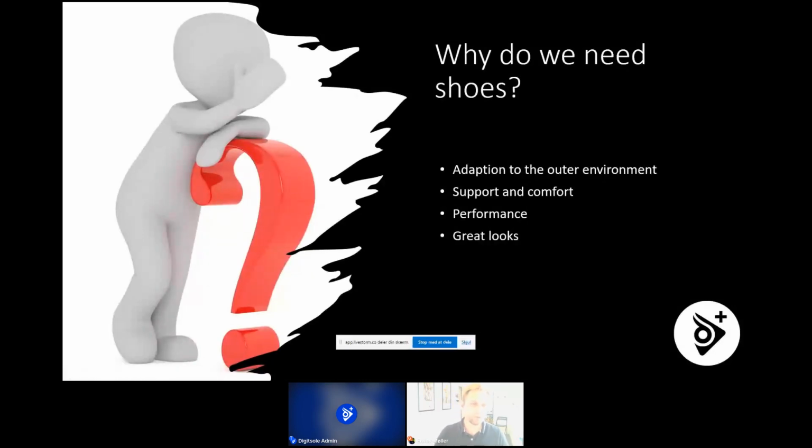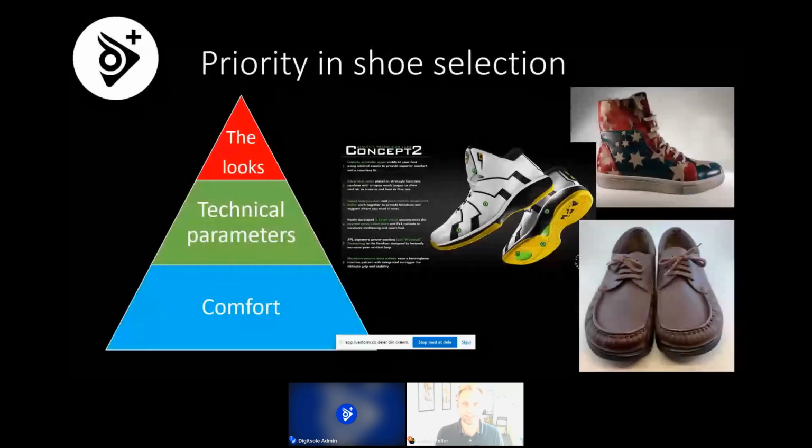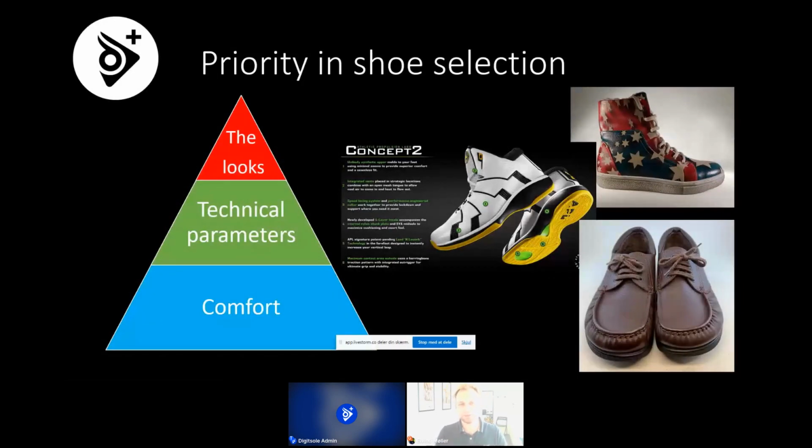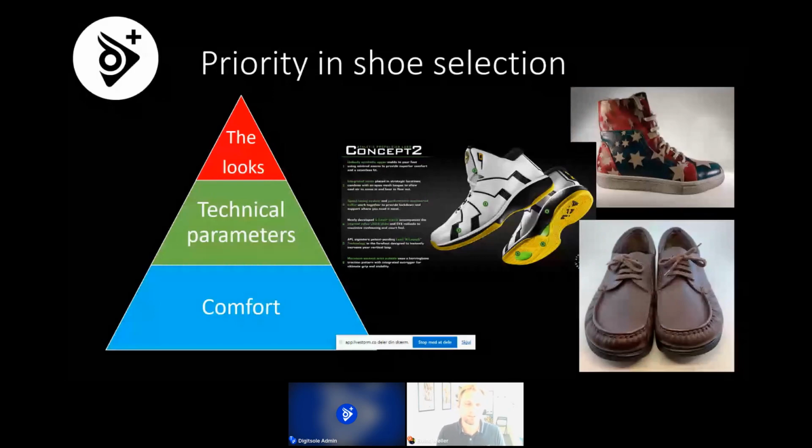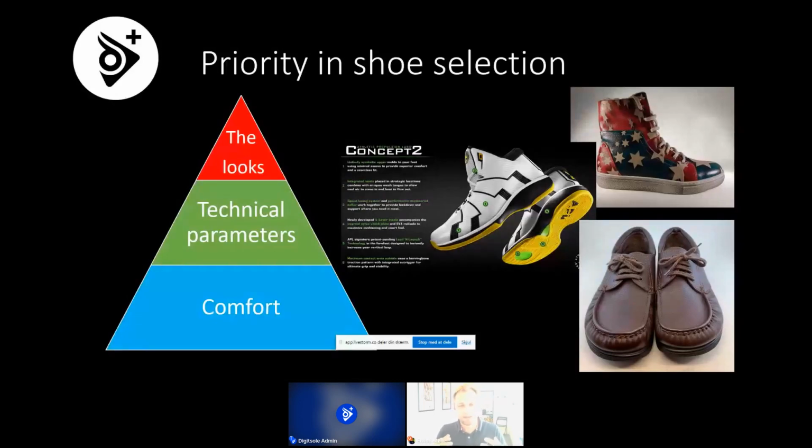So when we talk about shoe selection at our clinic, and we address and help our patients, our clients here at the clinic, we build up this pyramid where we make a base for the most important part, and that is first of all comfort. So when you step into a shoe, you have to feel comfortable in it. It's like the hand in the glove, the foot in the shoe. It has to fit you well.